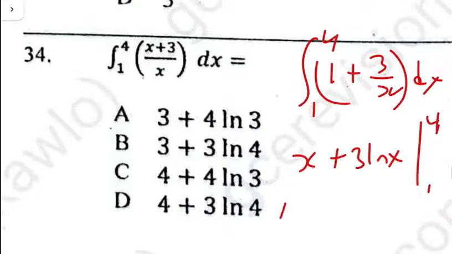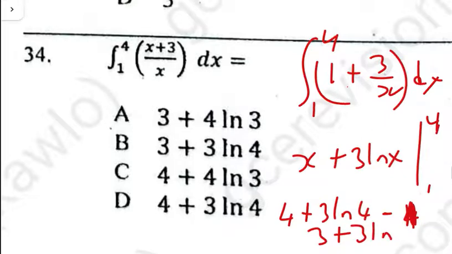So this is going to give us 4 plus 3 ln 4, minus, when x equals 1, just 1, because ln 1 is going to be equal to 0. So we have 3 plus 3 ln 4.